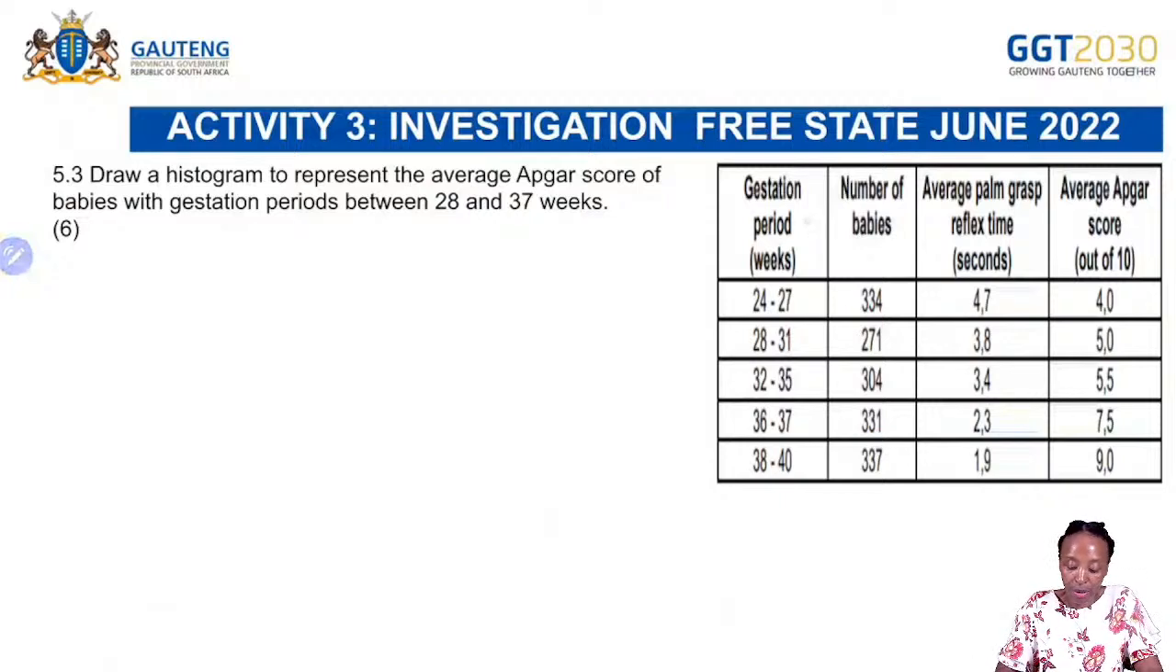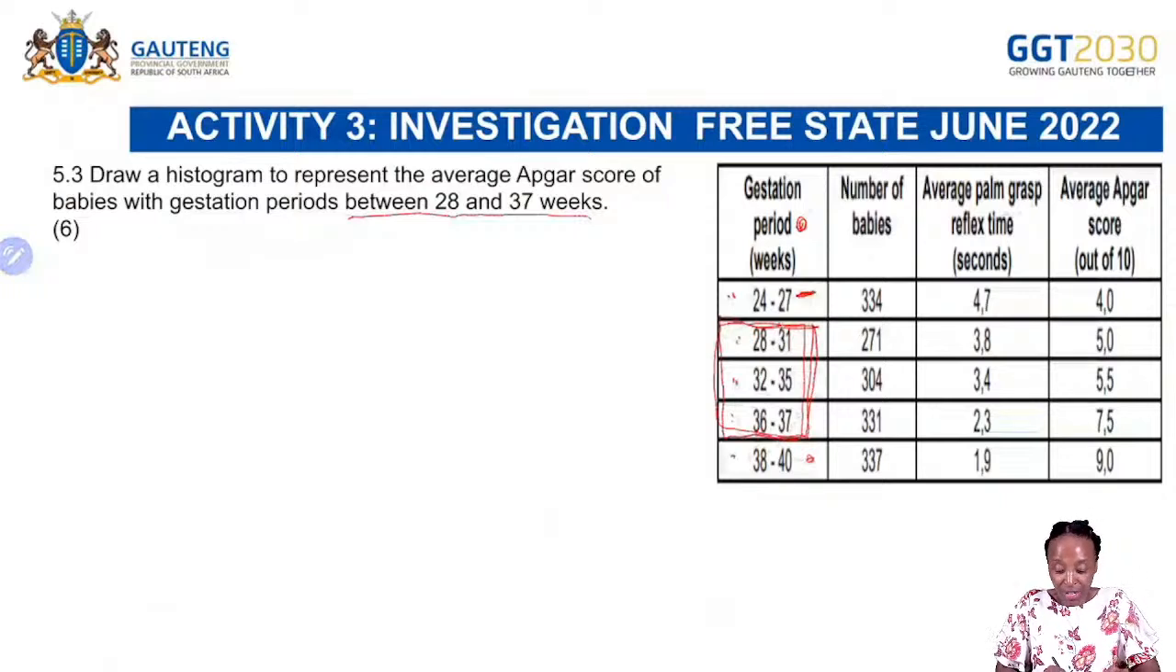What are we looking at? We are looking at the gestation period, and the periods between 28 and 37 weeks. So that is what we must be careful about. We are given about five periods here, but we are only asked to draw a graph of the periods between 28 and 37 weeks. So it means your graph must only focus on these three. We exclude that and that. That is how you read the question.